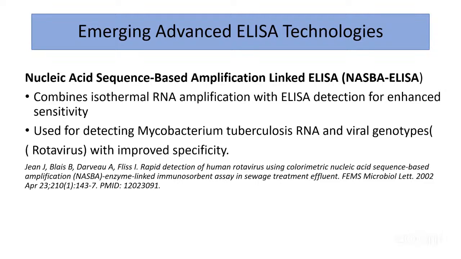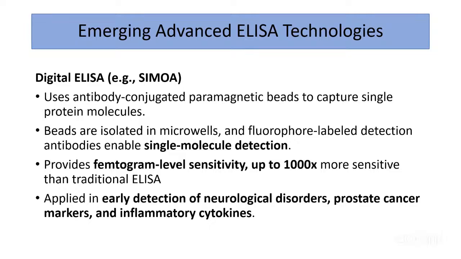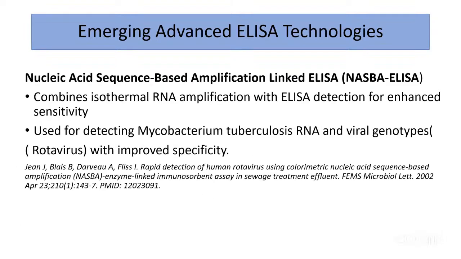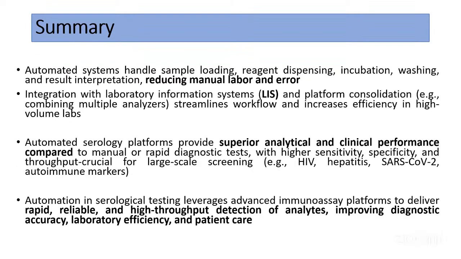There are many. I'm talking in terms of PG exams and for understanding, like nanoparticle-based methods, or nucleic acid amplification along with the ELISA, and also digital ELISA detection of single molecules. So the summary is that in automated systems, we are decreasing the sample loading, the reagent dispensing, the incubation, everything is going into automation mode. So the error is reduced, and the results come with higher sensitivity and specificity.